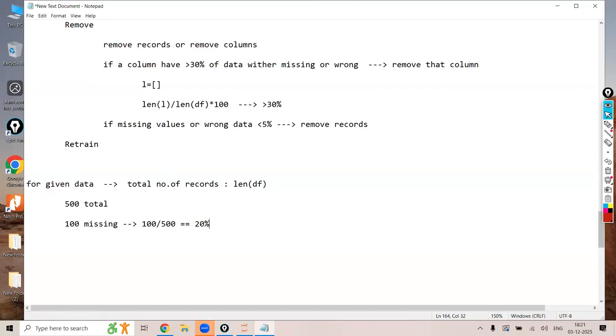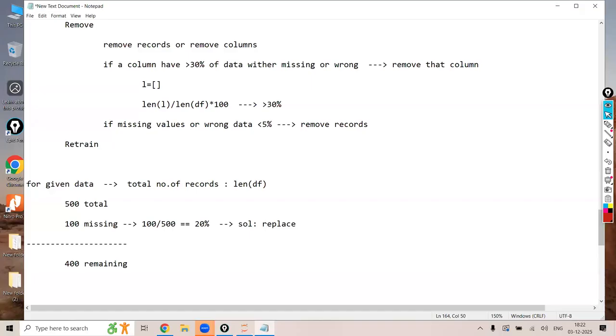Now, what to do? In this case, if I remove, what happens? First think. If I remove, what is the total balance of records? 400 remaining records. Clean data will have only 400 records. Then in this case, should we remove or not? Miss? No, it should not be removed. Because after removing the missing values, how many are you going to get? Only 400. So in this case, even though 20% of the data is missing, we have to replace. The best solution for this one is replace.